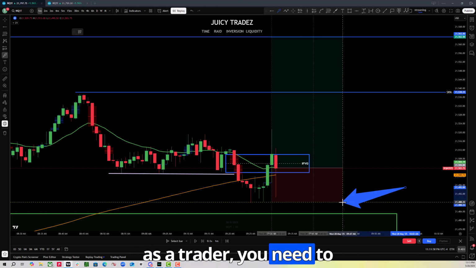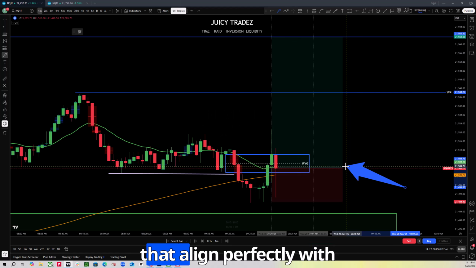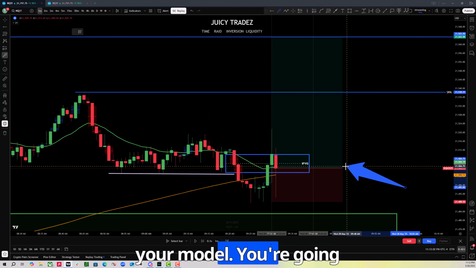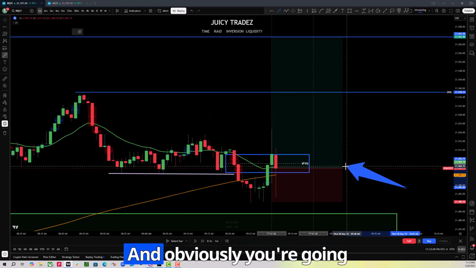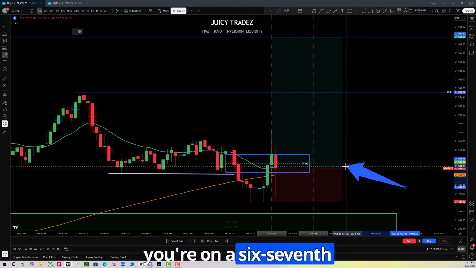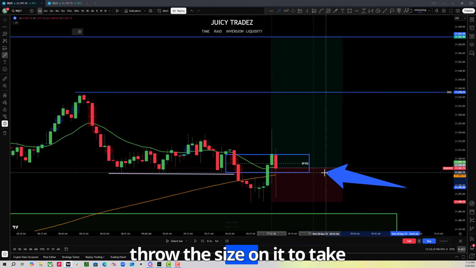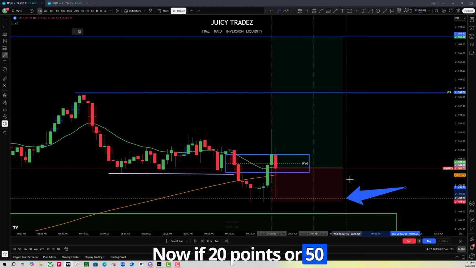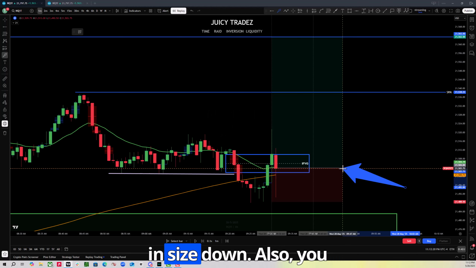And as a trader, you need to understand some plays that align perfectly with your model, you're going to throw some size on it. And obviously you're going to have to compare your recent performance, right? So if you're on a 6-7 win streak and you're hot and you get this perfect setup, you can throw the size on it to take that trade, depending on where you're at. Now, if 20 points or 50 points is too wide for you, then size down.